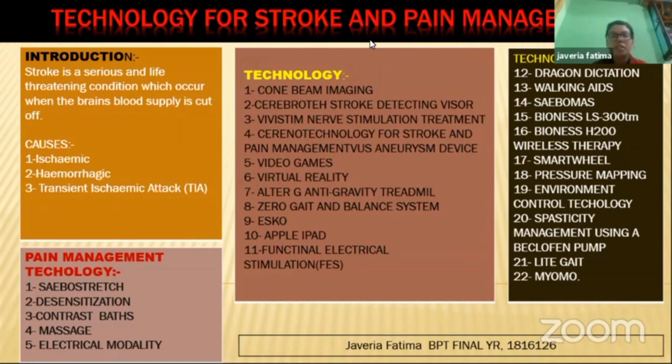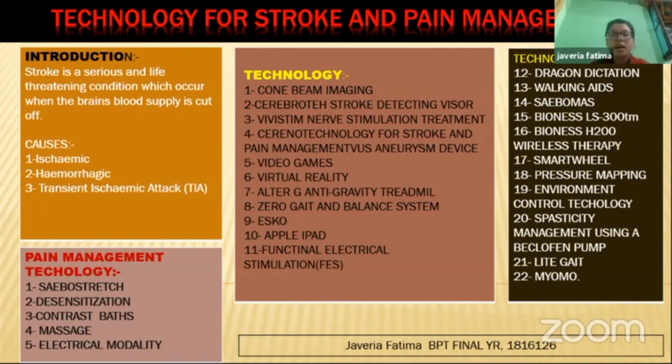The same is true for the ZeroG gait and balance system. In this also, it provides dynamic support to the body and is helpful for the patient to walk, run, sit to stand and perform all the movements of the lower limbs. Then there is Esko. Esko is a type of suit which is applicable for the patient and is mainly used for weakness as well as paralysis of the lower limb.